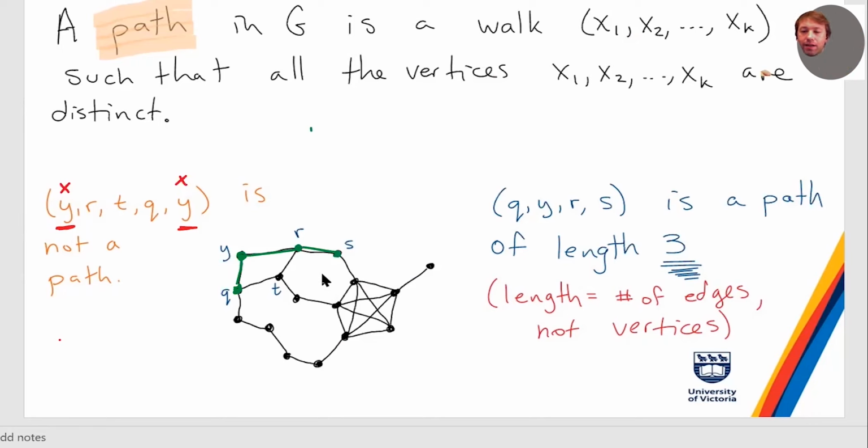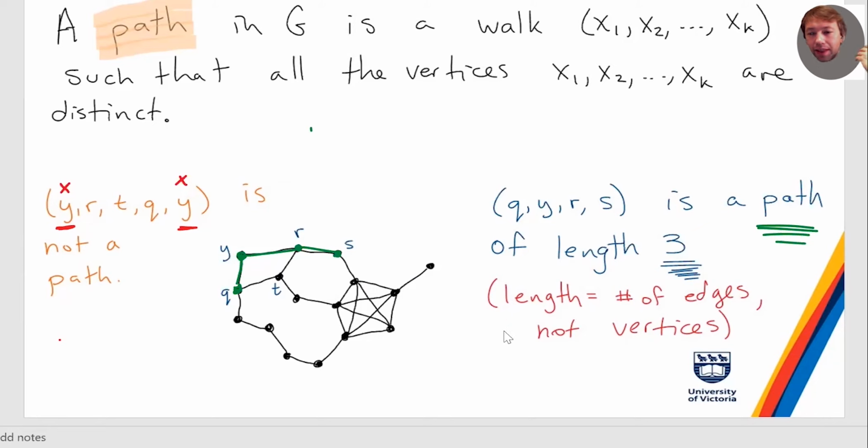So we also sometimes want to talk about the length of a walk, or sorry, I keep saying walk, I mean a path. Yeah, what I said on the slide here is correct. Q, y, r, s is a walk, but it's also a path, right? Because it doesn't have any repeated vertices.